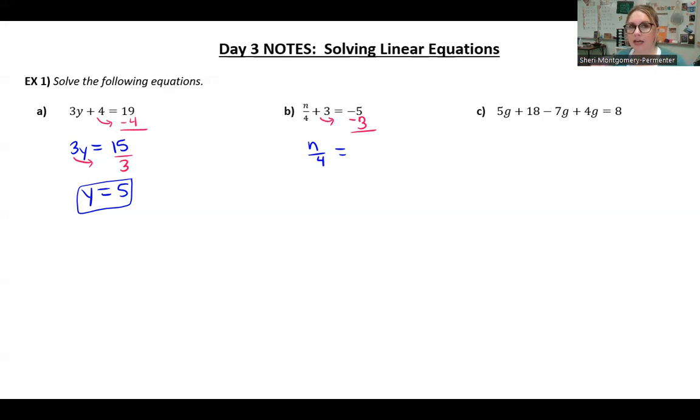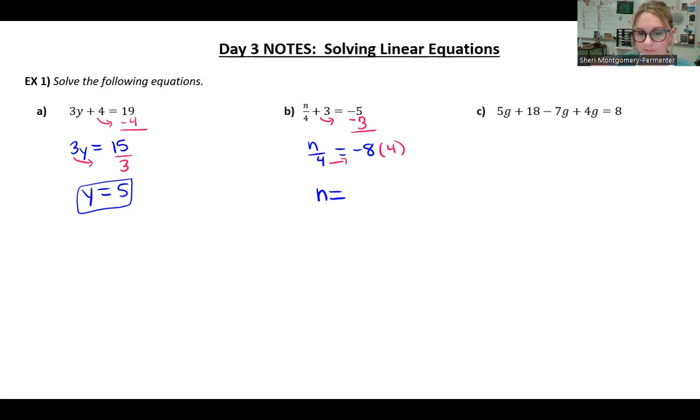So we have -5 and we're getting 3 more negative. And so if we're doing that, what are we going to end up with? And you can use the number line on your multiplication chart if you need to. -8. So we want to get n all by itself. How do we get rid of divide by 4? Very good. We will multiply by 4. So we have -8 times 4.